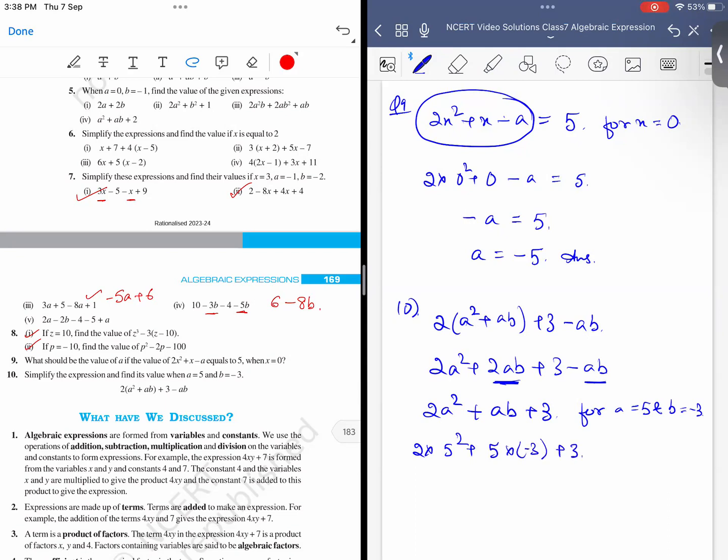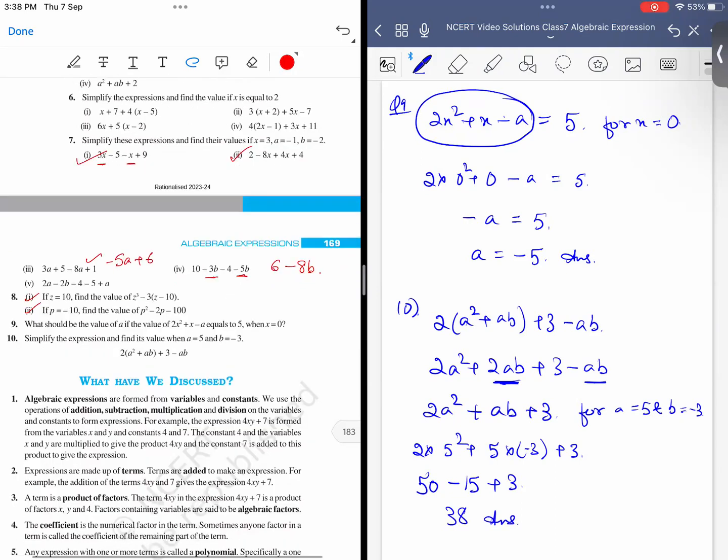So 5 square is 25. So 2 into 25 is 50. And 5 into minus 3 is minus 15, plus 3. So 50 minus 15 is 35. 35 plus 3 is 38. 38 is the answer.